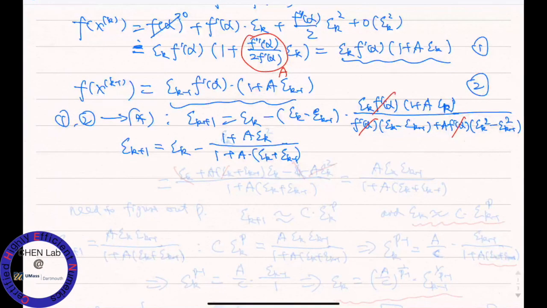You further simplify this and write it as one quotient, with a common denominator. Let's do it in two steps. You multiply epsilon_k by 1 plus a epsilon_k plus epsilon_{k-1}, and this same thing times epsilon_{k-1} minus a epsilon_k.